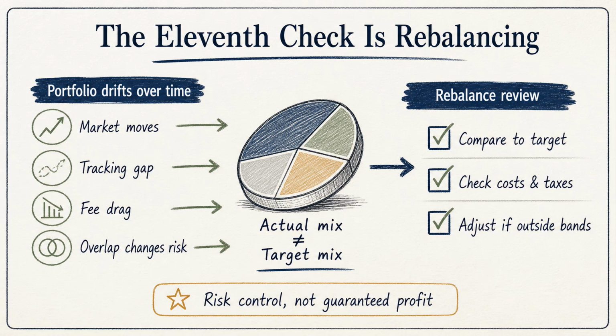The 11th check is rebalancing. An annual ETF review is not a rule to add what went up and delete what went down. It compares actual weights with target weights and original roles. If one market segment rises sharply, overlap and concentration may increase. If one market segment falls sharply, the portfolio may drift away from its risk design. Rebalancing is about restoring roles, not predicting next year.